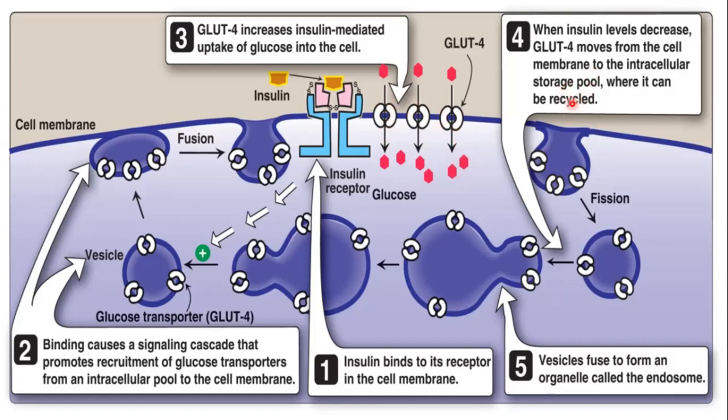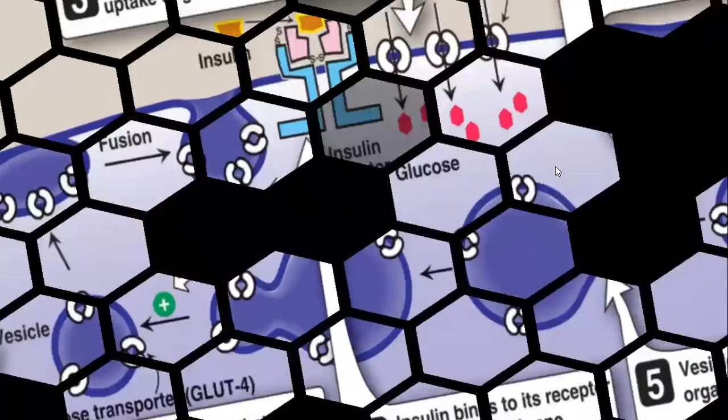Then, after they have done that, when insulin levels decrease, the GLUT4 moves from the cell membrane to the intracellular storage pool, where it can then be recycled. But in other cases, they are usually degraded in the down regulation mechanism.